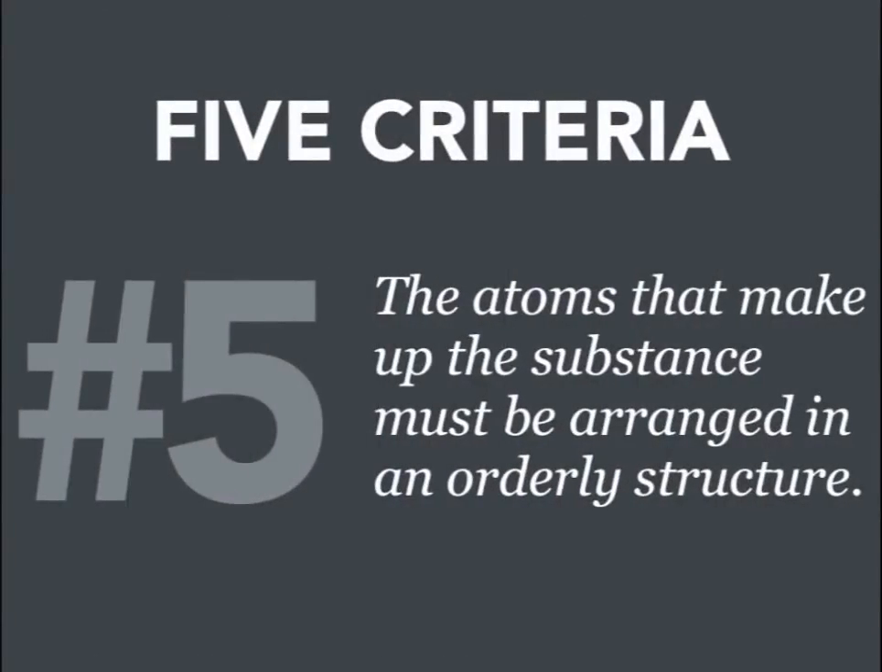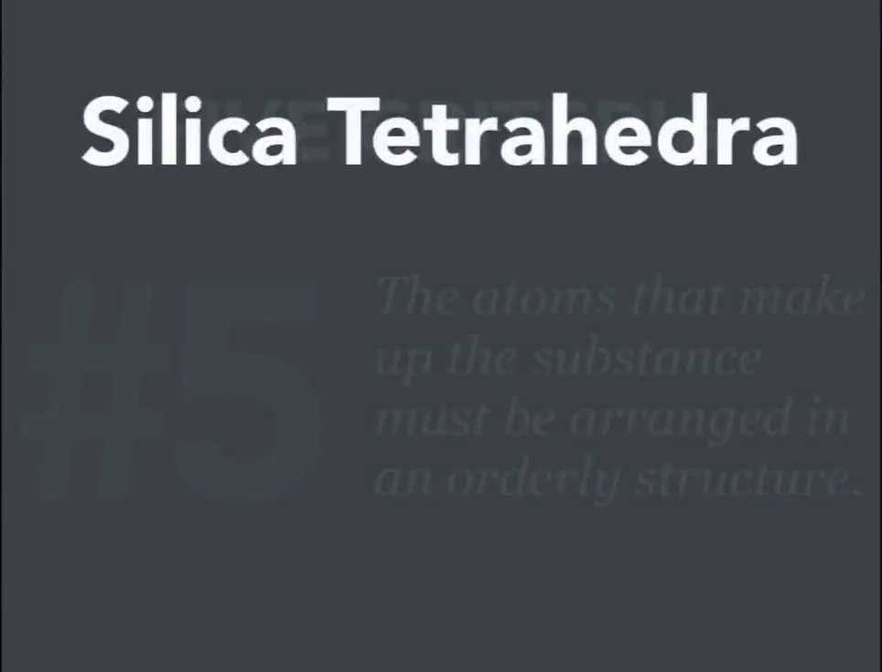And then finally, criteria number 5. The atoms that make up the substance must be arranged in an orderly crystal structure, a specific structure. Let me give you an example of this. The majority of the minerals that exist on Earth's surface are considered silicates, and that means they're made up of, in part, silicon and oxygen.